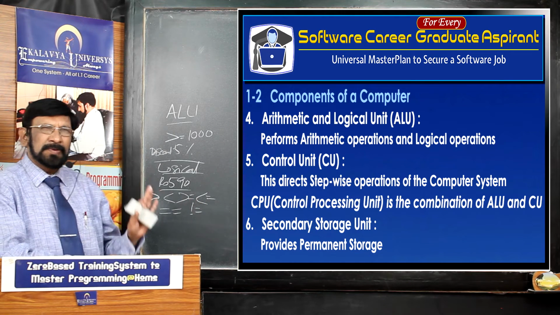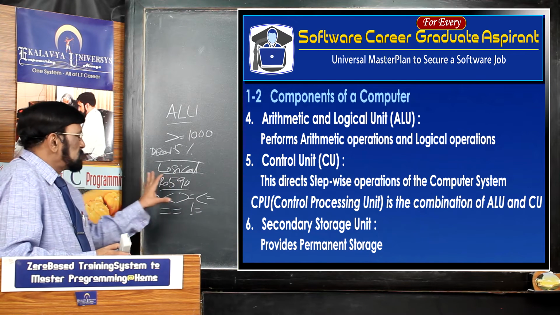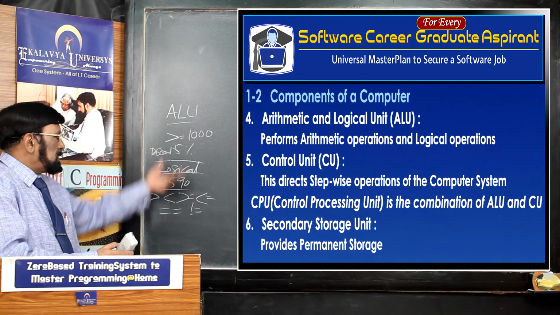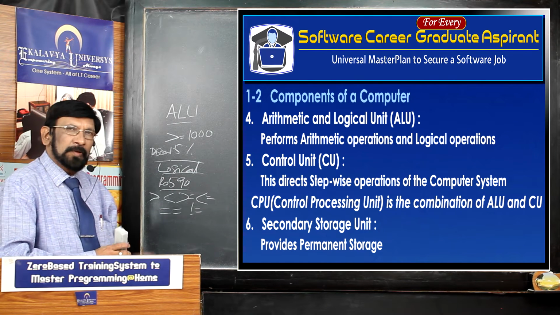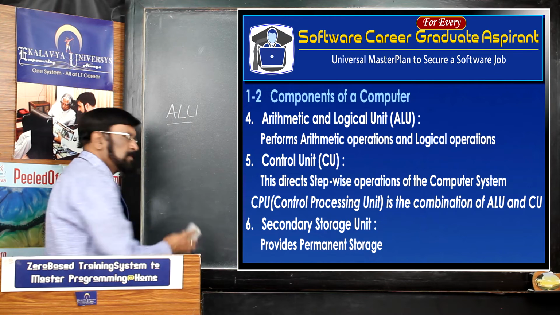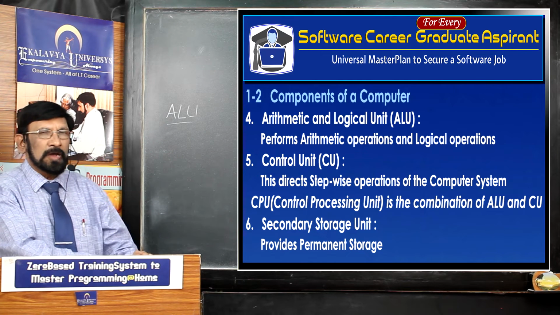So I'm simply explaining this, because I don't want to explain anything in an abstract manner. That's why I explain through simple examples. If I have to explain in detail, it takes a lot of time and we get distracted. That's why, what is the purpose of the ALU, the arithmetic logic unit? I explained. This is the fourth component.